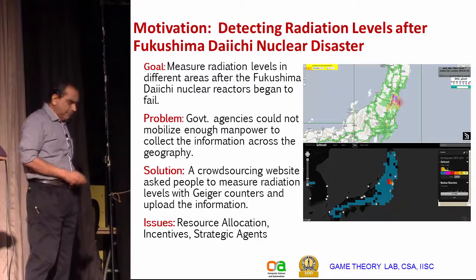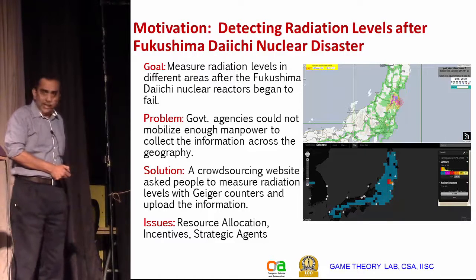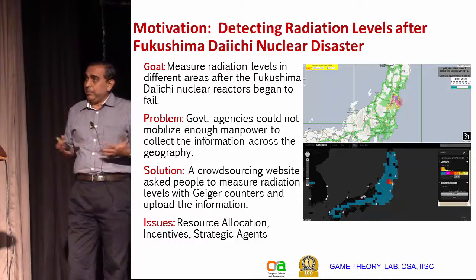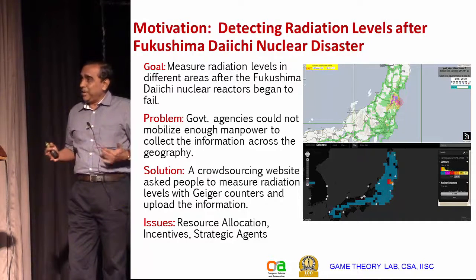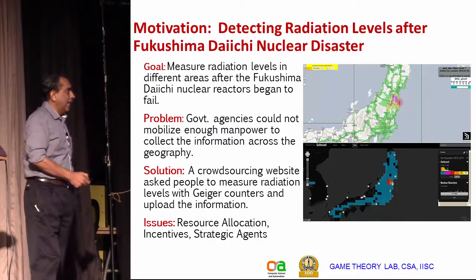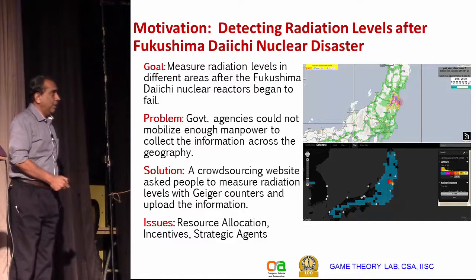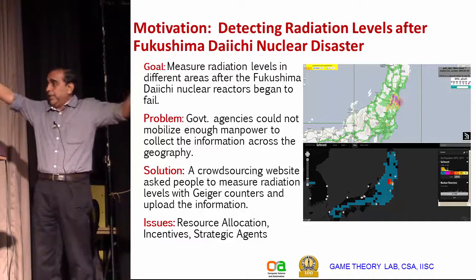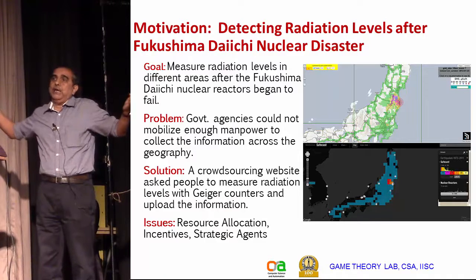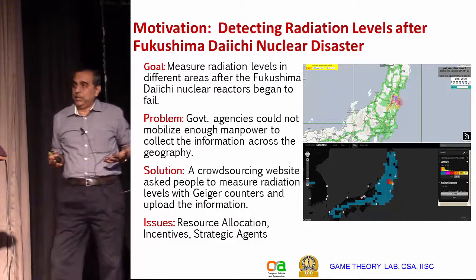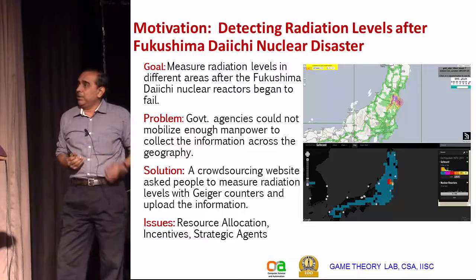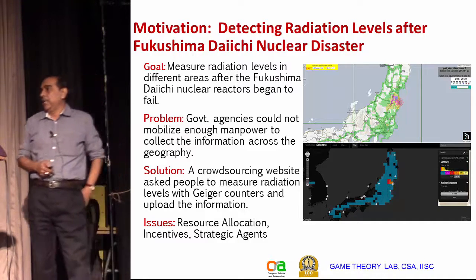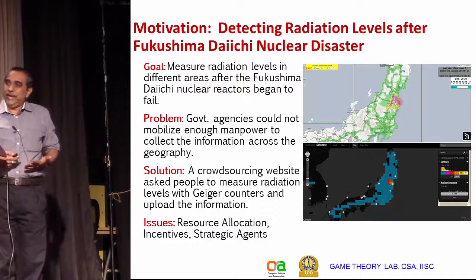So what was actually done was that a crowdsourcing website was set up, and they quickly fabricated very simple Geiger counters with which you can actually measure radiation levels. Then the citizens, who are geographically spread over different parts of the country, would use these Geiger counters and upload information about the radiation levels, and this information was extremely useful for the Japanese government to put in place several measures.